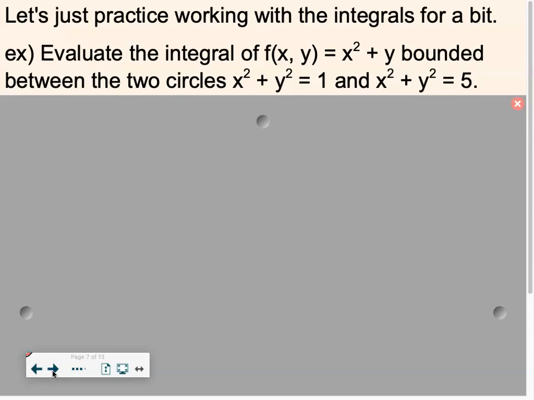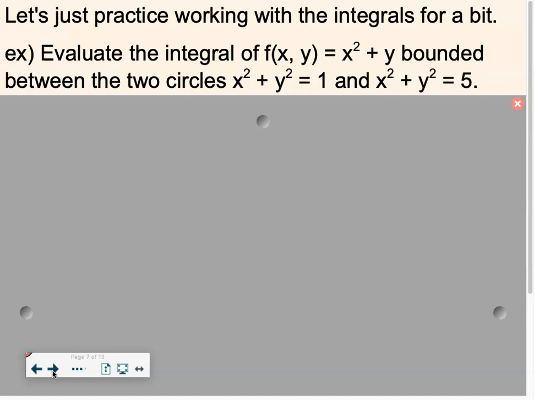Okay, so first we're just going to practice with just a generic integral. So here we go. Evaluate the integral of f of x, y equals x squared plus y bounded between the two circles. Now I'm already eating my words because this would be the second case. So between the two circles, x squared plus y squared equals 1 and x squared plus y squared equals 5. So this would be one of those cases where you have a d theta dr. Why? Because your r's are constants, right?